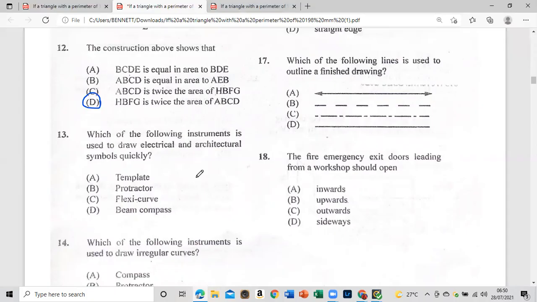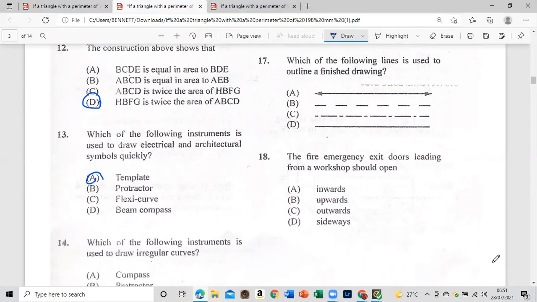All right, which of the following instruments is used to draw electrical and architectural symbols quickly? It's a template, protractor, flexicurve, or beam compass. And that is, number 13 is template.